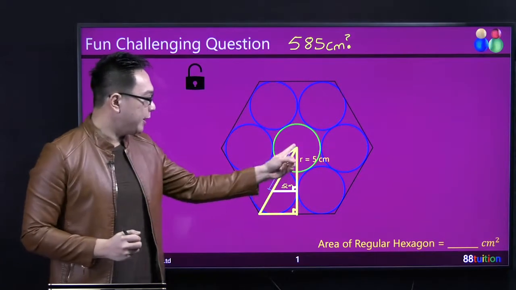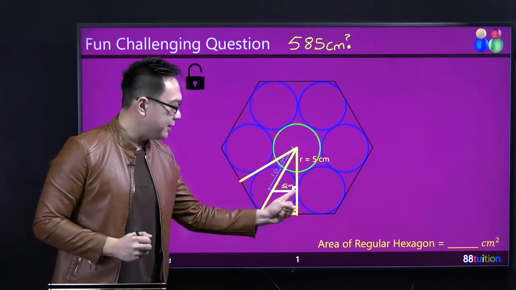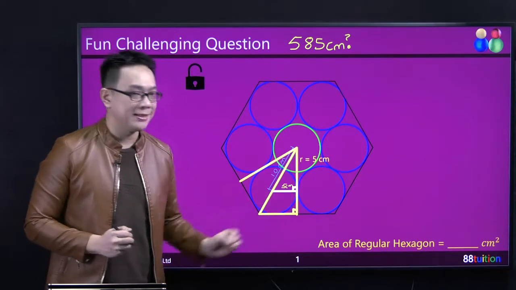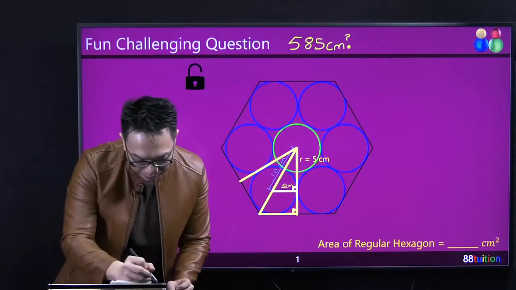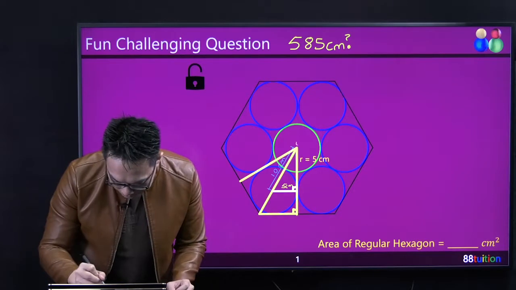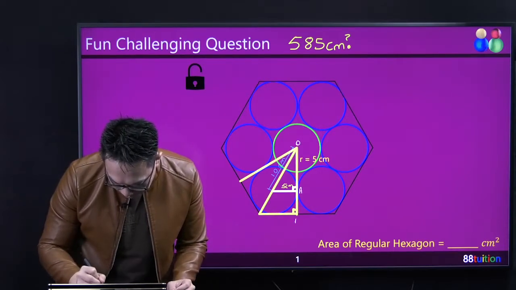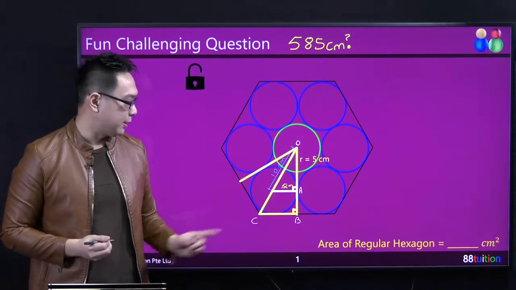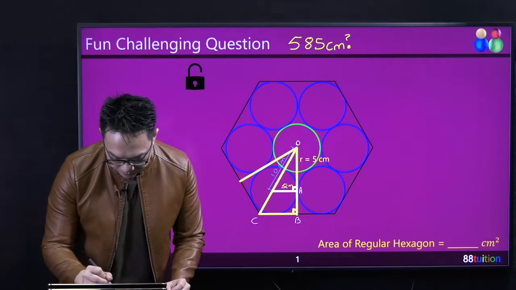So knowing that this is 10 cm and this is 5 cm and this is a right angle triangle, can I go and find this portion first? Alright, so I call this O, center O. I call this A, this part B and this part C, so it's easier for me to do a comparison. And maybe this part I call D.